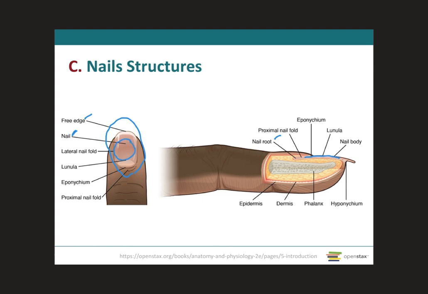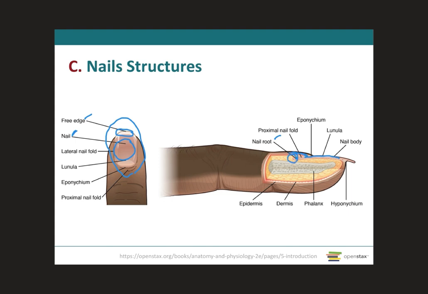The free edge is the part of the nail body that may extend past the distal end of the digits if you don't bite your nails, or if you trim them and keep them short. But if you don't, then you can have a part that will extend past the distal end of the digit. The free edge is going to be white because there are no underlying capillaries. The last part of the nail is what we call the nail root, which is the part of the nail that is actually buried in a fold of skin.